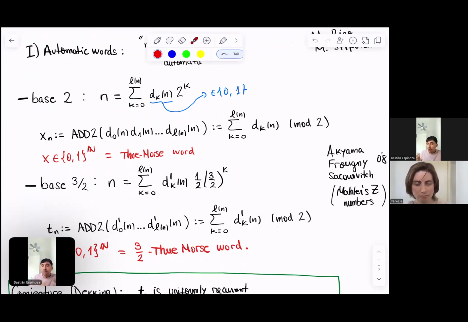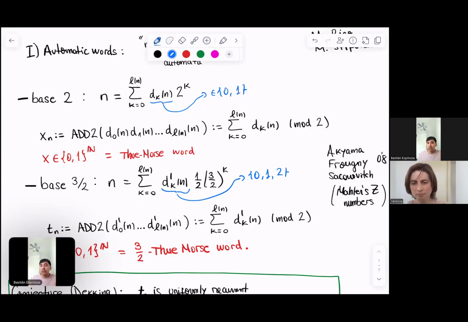So it can be proved that every non-negative integer can be represented as a sum of this type. So be careful because here we're using powers of 3/2, and then we multiply by 1/2. And also the digits that we use here, this time they can be 0, 1, or 2. And this is a bit weird to define. It is not the same numeration system as the beta numeration system associated to this number 3/2.